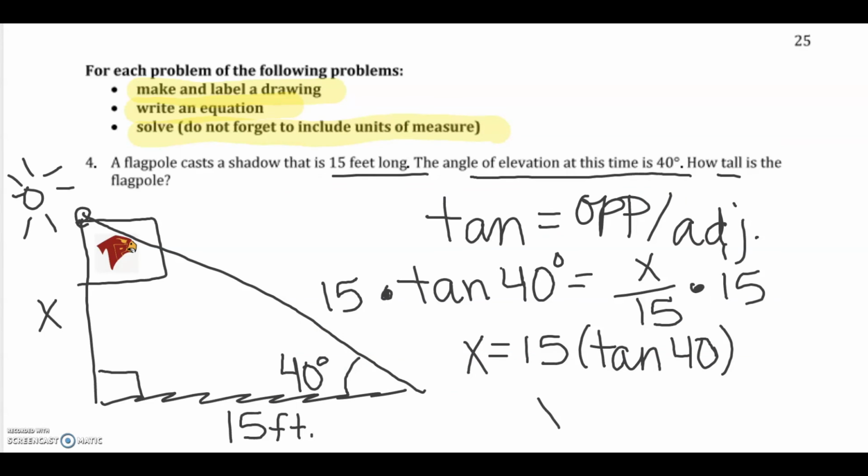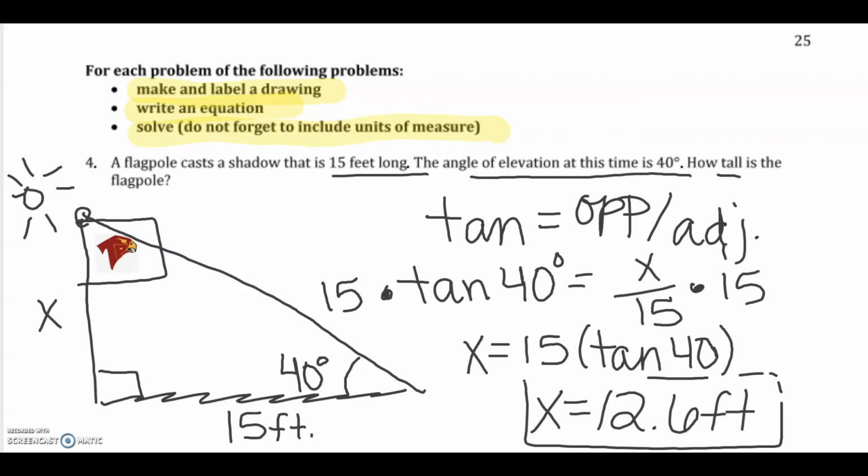So if we round to the nearest tenth, then we get x equals 12.6 feet. So the flagpole is 12.6 feet tall. That was problem number 4. For the remaining problems, make sure to check all 3 steps.